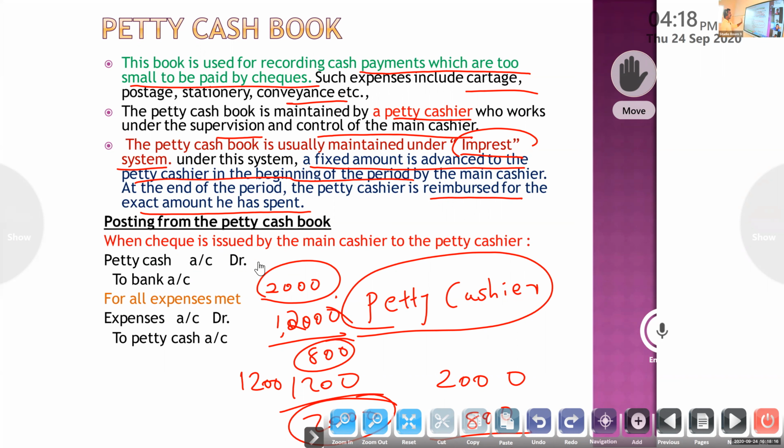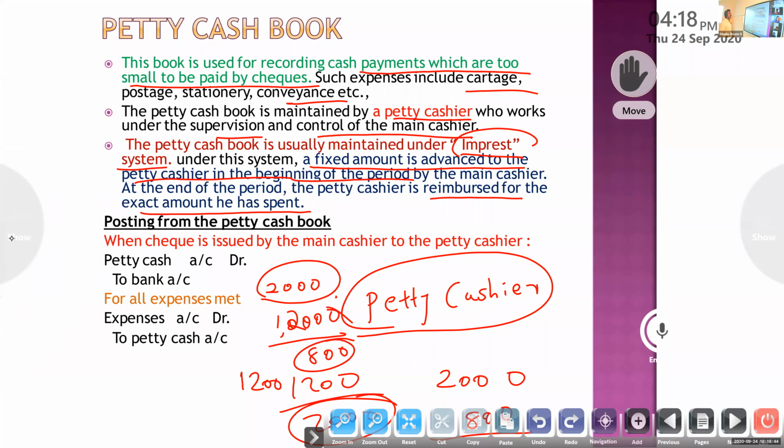Okay, first entry, petty cash account to bank account. The bank amount will go, since the check is issued. So petty cash account to bank account. If all expenses are met, the entry will be expenses account to petty cash. Only two entries: petty cash account to bank, then next expense account to petty cash.